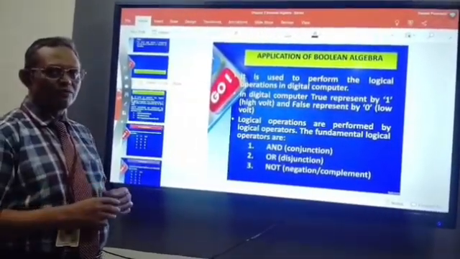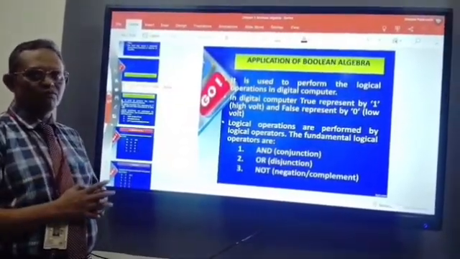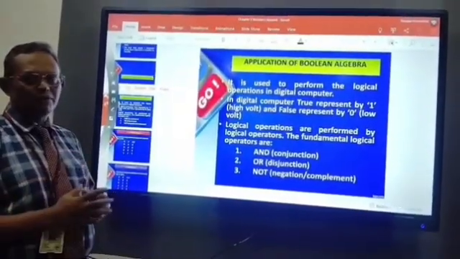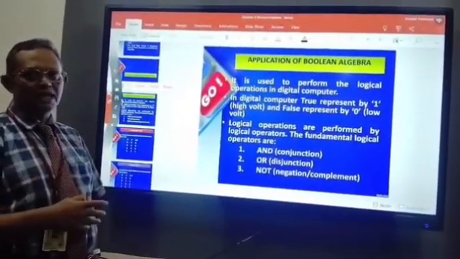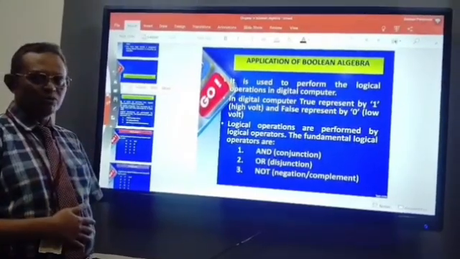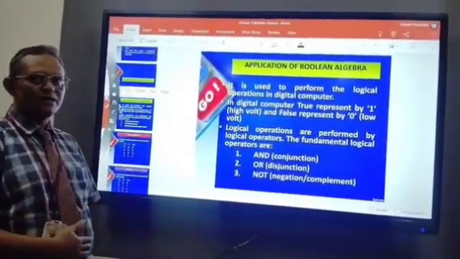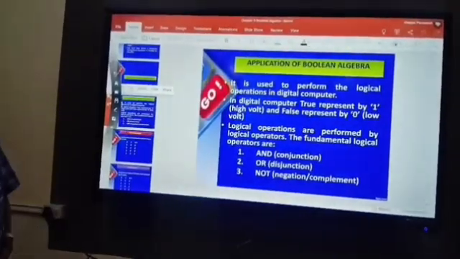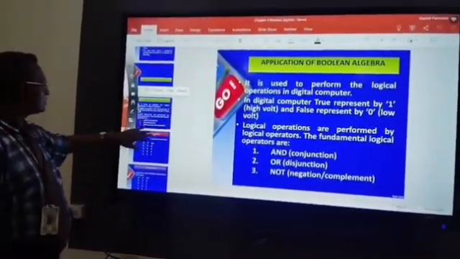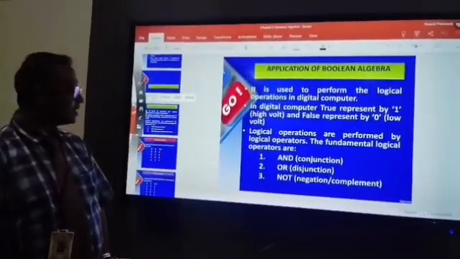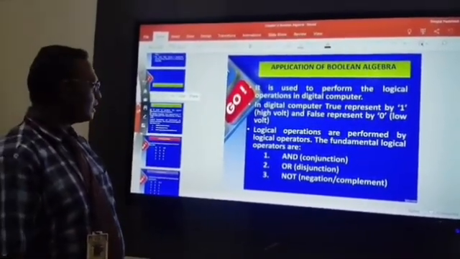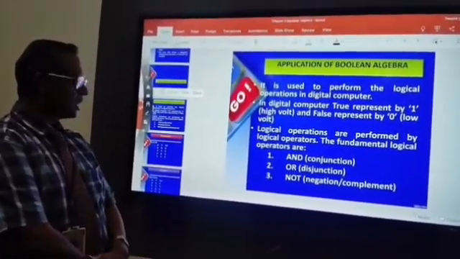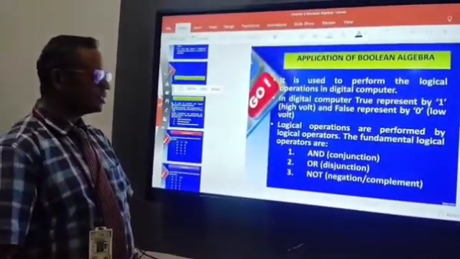Also we have to have a minimized number of gates so that we can reduce the power consumption, the efficiency can be improved, speed can be improved, and the delay can be improved. For that we are going to have this Boolean algebra. In Boolean algebra there are three major logical operations. One is AND, another one is OR, another one is NOT.